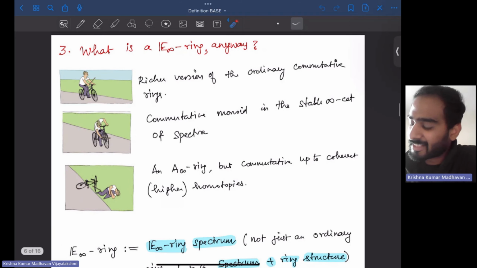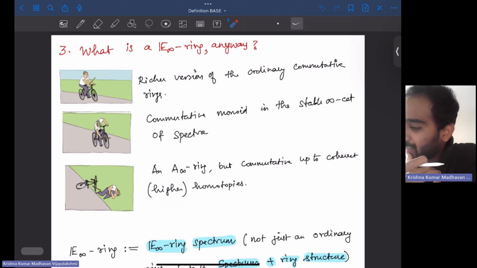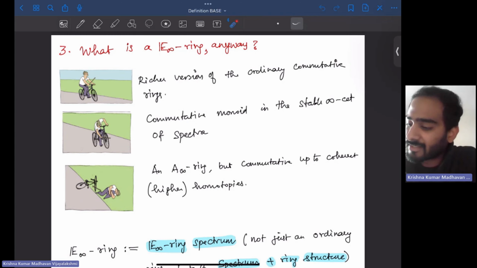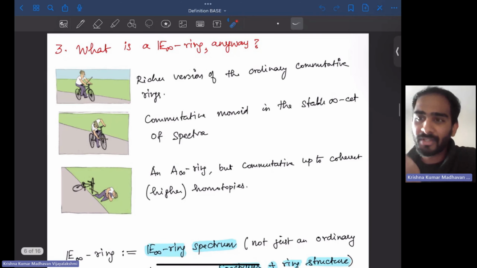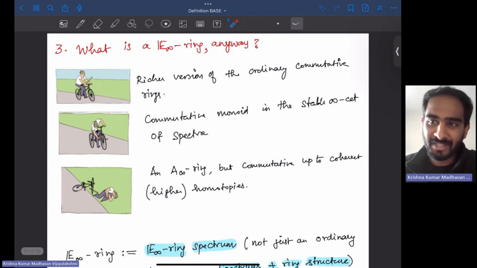What is this E infinity anyway? Personally, when I saw it the first time, I thought it's a ring, but it's not a ring. It's actually more than a ring. It's a series of rings somehow. So it can be put as a spectrum. We'll see what it is. It's a comical interpretation of how I saw this definition when I Googled it.